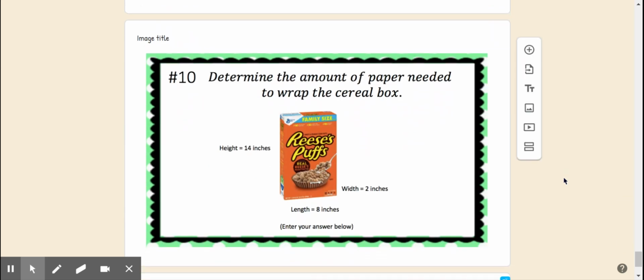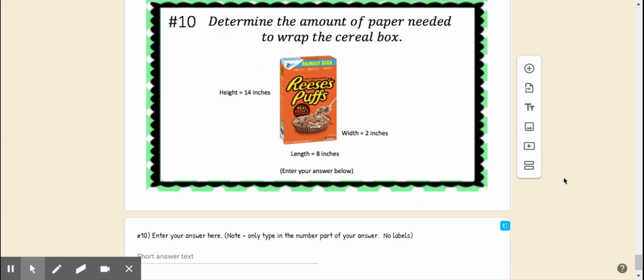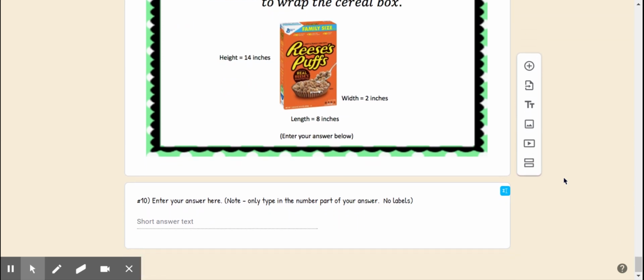And then the very last question is just a surface area open response question. Use the measurements shown to determine the surface area. And again, type your answer here with no labels, only the number.